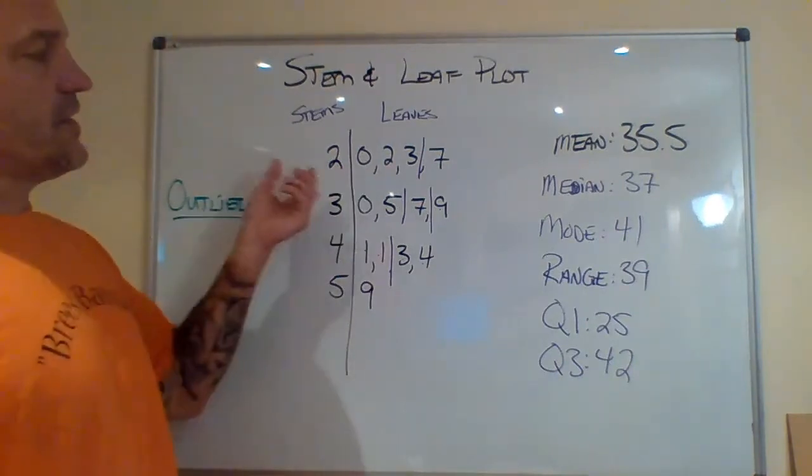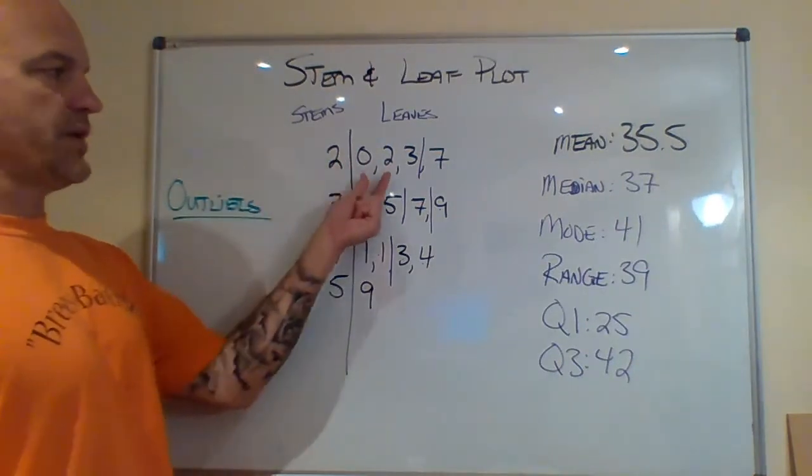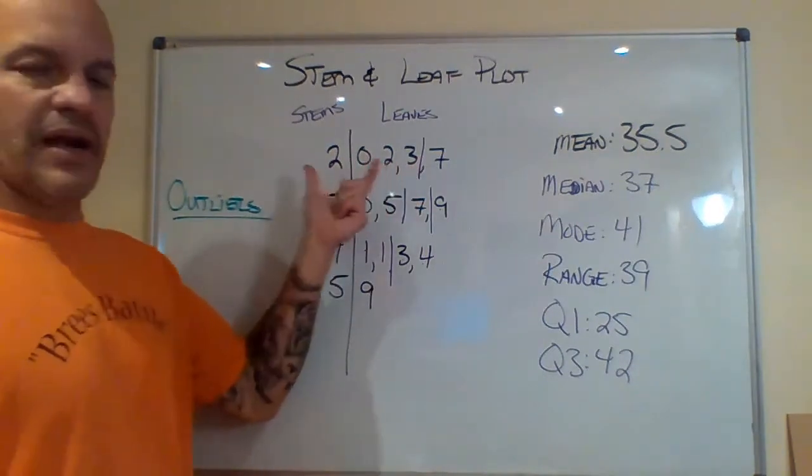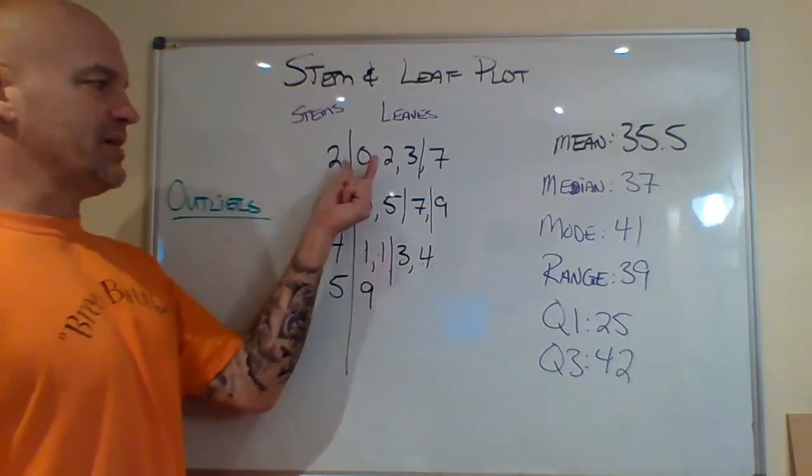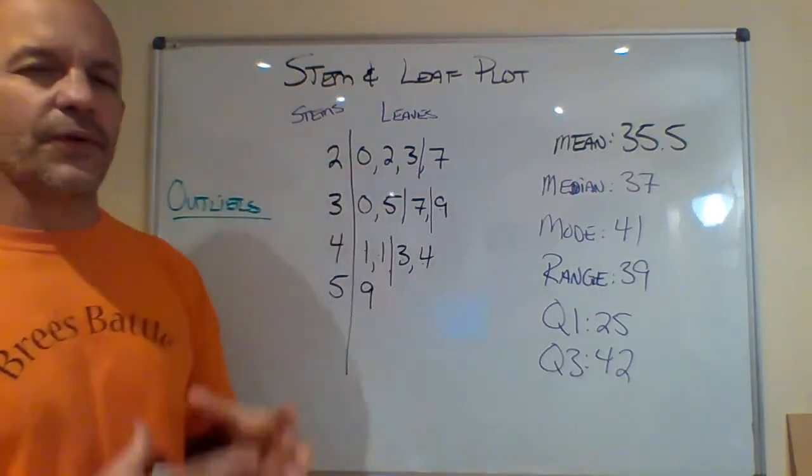So when I look at the initial part of my data, I have 20, 22, 23. There's not an outlier here at the bottom level. The reason there's not an outlier is 20 to 22, 23, they're not that spread out.